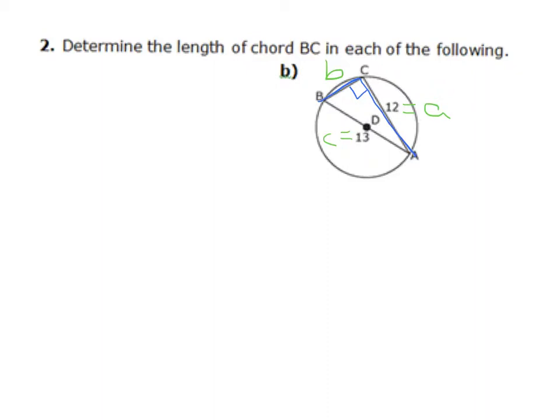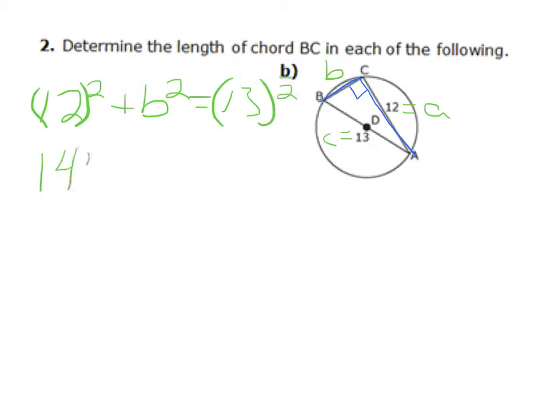So you have Pythagoras again, 12 squared plus B squared is equal to 13 squared. Then start solving. 12 squared is 144. 13 squared will be 169. Again, you want B squared by itself.